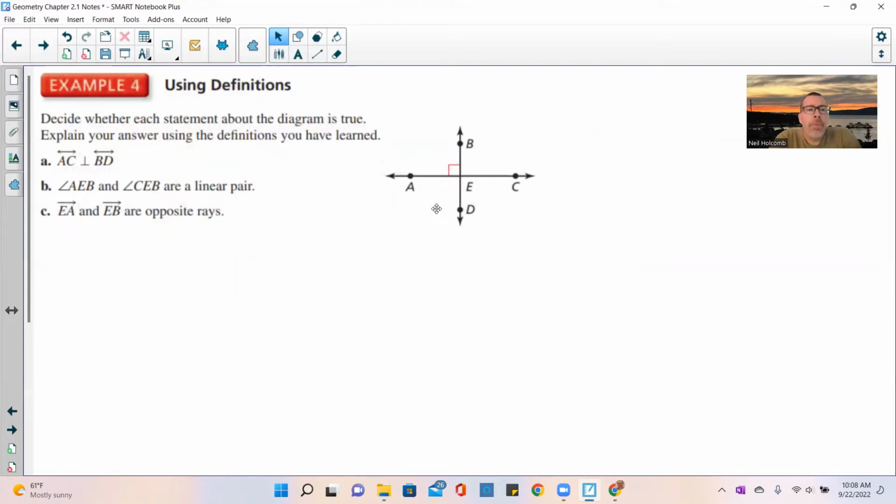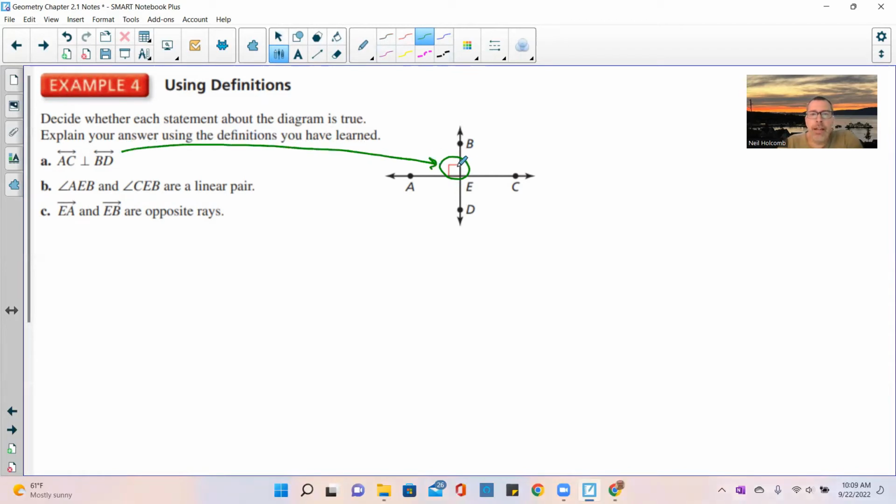Using definitions. Describe whether each statement about the diagram is true. Explain your answer using the definitions you have learned. So it says A, line AC, the horizontal line here, is perpendicular to line BD. Okay, so what I want to point out to you here is this right here. This tells us it's a right angle, and when we have a right angle, then we have two lines perpendicular. So this symbol right here in the diagram tells us that this is true. So A is true.